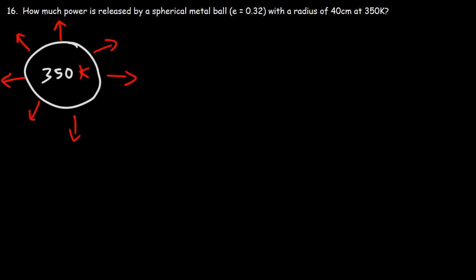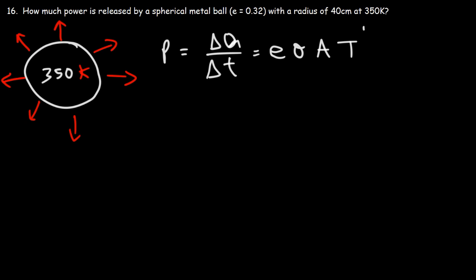But how much radiation is released? Power is going to equal the change in the thermal energy divided by the change in time. As we talked about earlier, it is the rate at which energy flows. Now, the formula that we're going to use is a little bit different. It's going to equal the emissivity of the spherical metal ball times the Stefan-Boltzmann constant times the surface area of the sphere times the temperature raised to the fourth power.